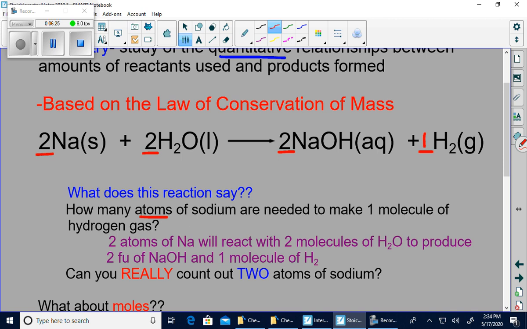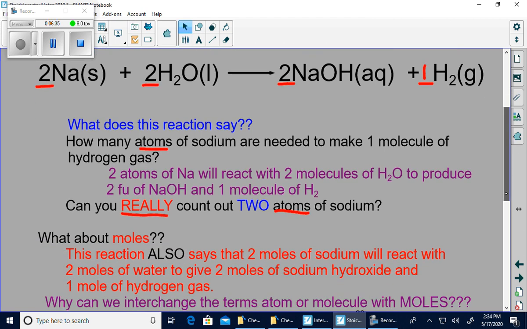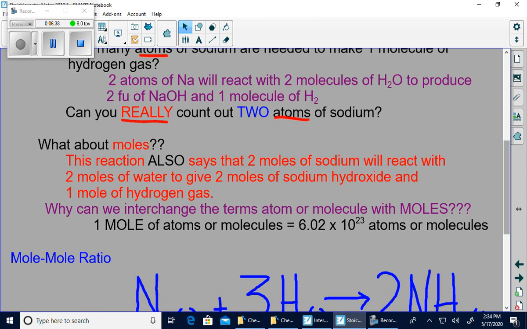Okay, but can you really count 2 atoms of sodium? Heck no. No way. Okay, what about something like moles? Can we take 2 moles of sodium? We sure could.